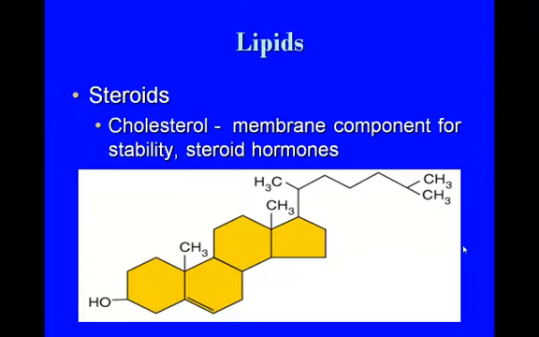Steroids. Steroid is a type of lipid. All right, so there's two ways here. First, we've got the cholesterol. Now, cholesterol is a membrane component used for stability. So when we hear about cholesterol, heck, I just mentioned cholesterol. We say, oh, cholesterol is bad. Okay, different types of cholesterol. The cholesterol that we're referring to here actually adds stability to the cell membrane.